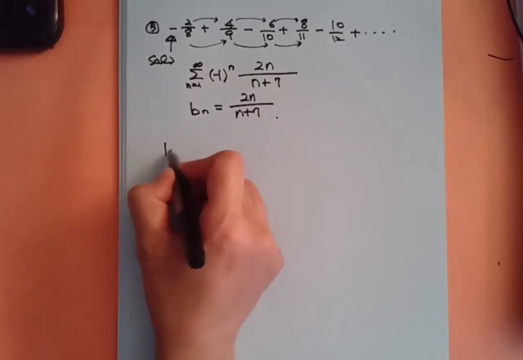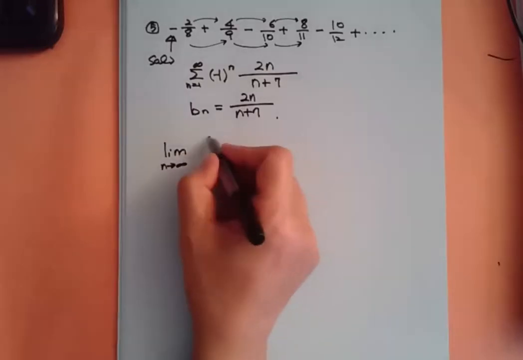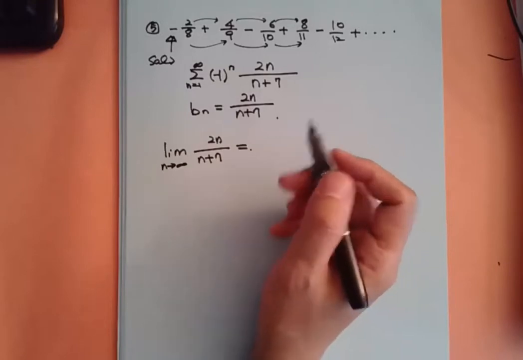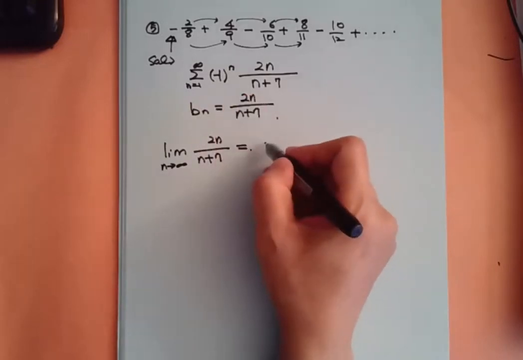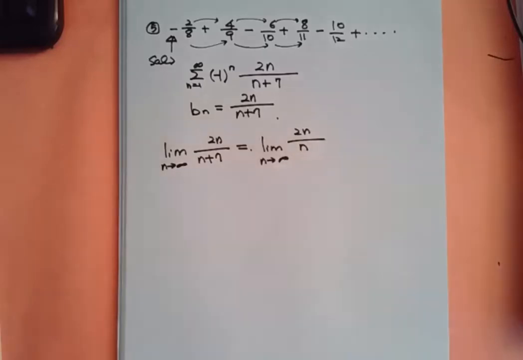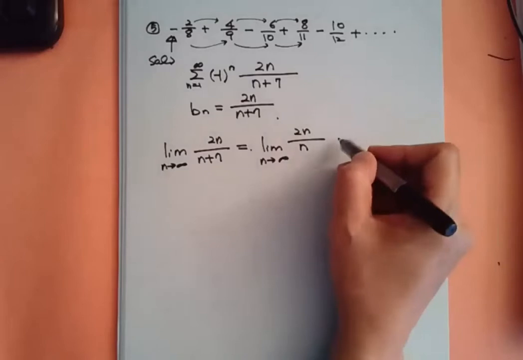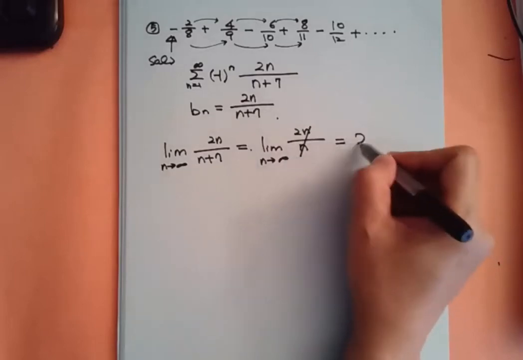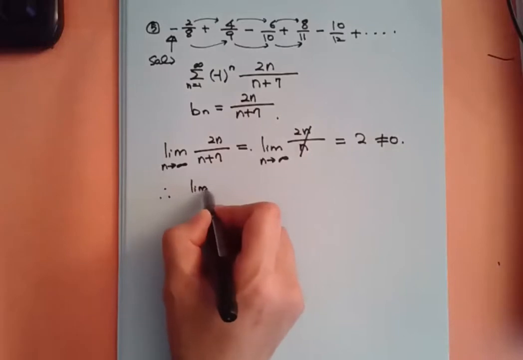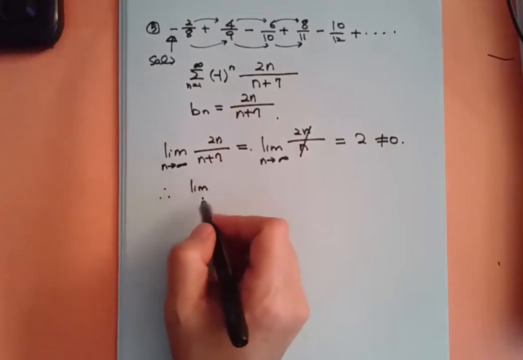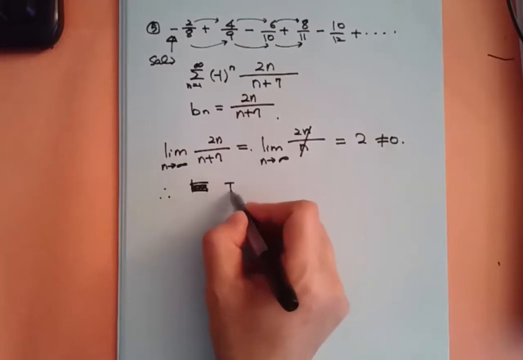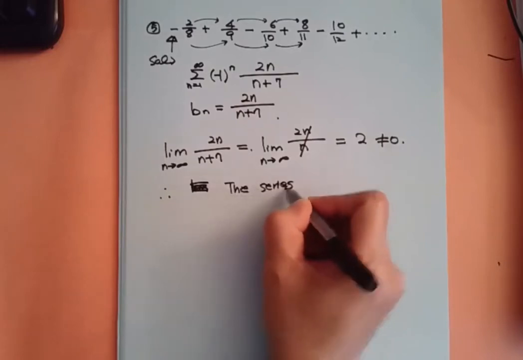So we think about limit n goes to infinity of 2n over n plus 7. That is the second condition, and we want to check it. Then that becomes limit n goes to infinity of 2n over n. We just think about the fastest growing term and then the n's cancel each other. And that is 2. That is not equal to zero. So by the alternating series test, the series diverges.